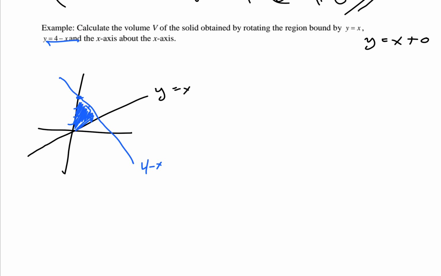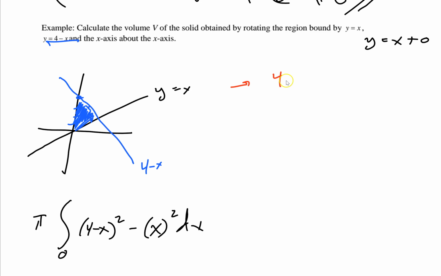So there's a lot of stuff I already know about my integration. My integration is going to be pi, because we're doing volume. It looks like we're starting at 0. Now the top one is the blue one here, so (4 minus x) squared minus the bottom, which is x, squared, dx. I don't know where they cross yet, so I got to do that. Remember the way you always find the intersections is set them equal to each other. We get 4 minus x equals x. Do a little math. Add x. 4 equals 2x. x equals 2. So they cross at 2.